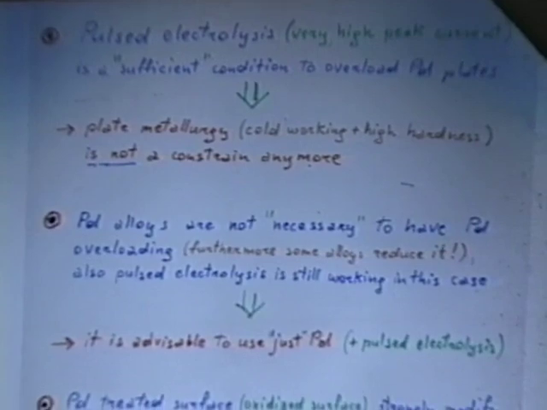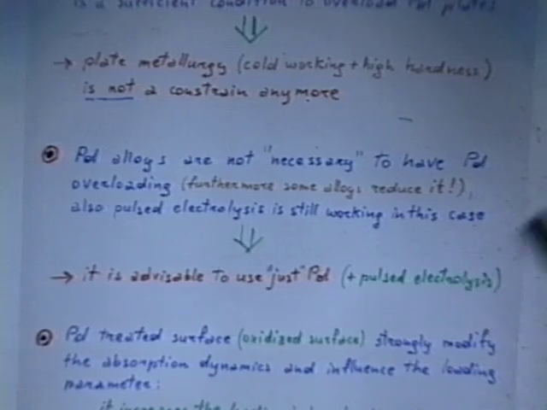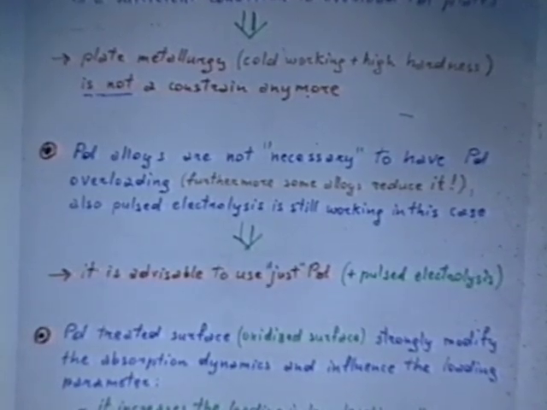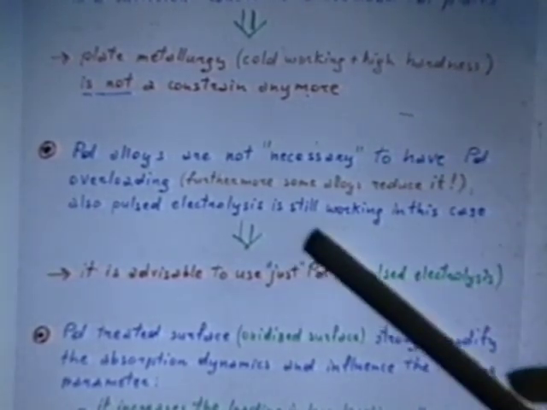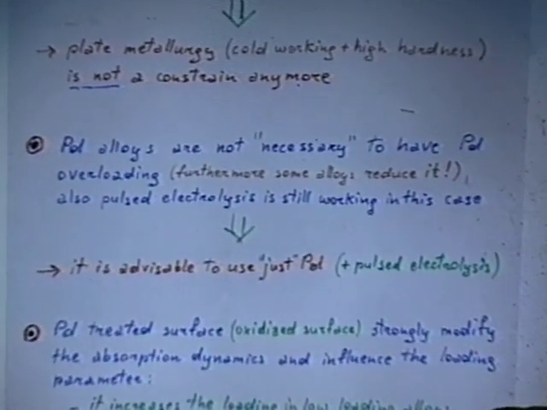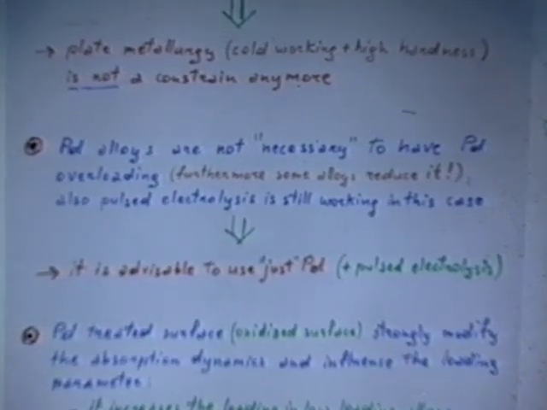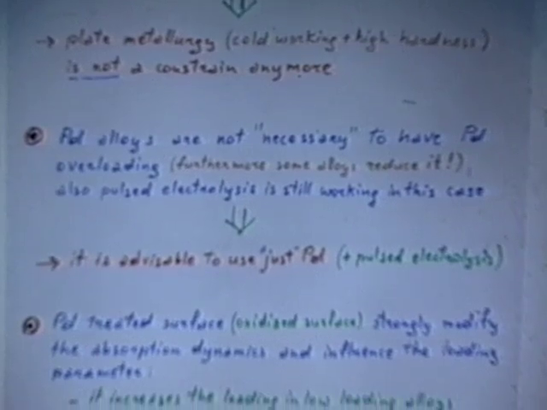Second, palladium alloys are not necessary to have palladium overloading. We have some alloys that reduce the overloading, like cerium, but you expect that. Also, if we use, in a special way, parts of the process, the process is still working in this case. So my suggestion is to use pure palladium, but using a sort of pulse electrolysis to load it.